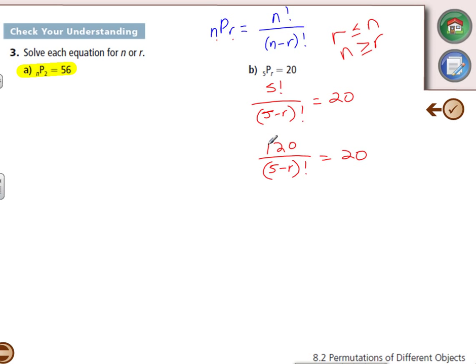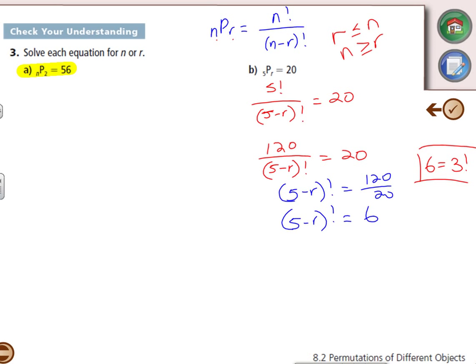I can do some guess and check here. That's really all that you can do. If you want, you can rearrange this. And I would suggest just go like this. Multiply. So we get 5 minus r factorial equals 120 over 20. 5 minus r factorial equals 6. So you could look at it and say, oh, we've seen this number 6 before. I know what 6 is equal to. 6 is equal to 3 factorial. We've done that one already.